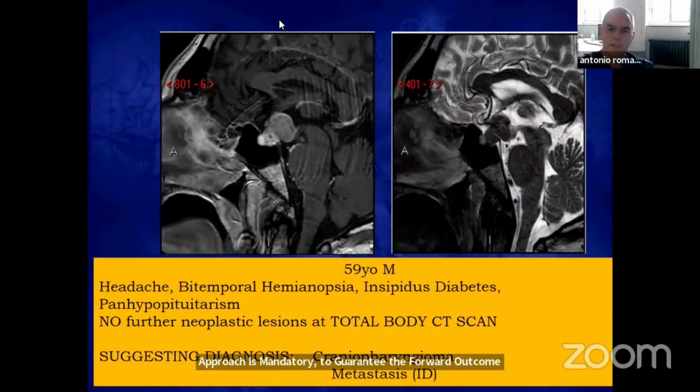The other case is a 59-year-old man with a clinical history of bitemporal hemianopsia, diabetes insipidus, and hypopituitarism. For this diabetes insipidus, we had the suspicion of metastasis. It's very frequent in metastasis because of the tropism for the stalk. But the patient had no further neoplastic lesion on total body scan and CT scan. So we approached this lesion as a craniopharyngioma.